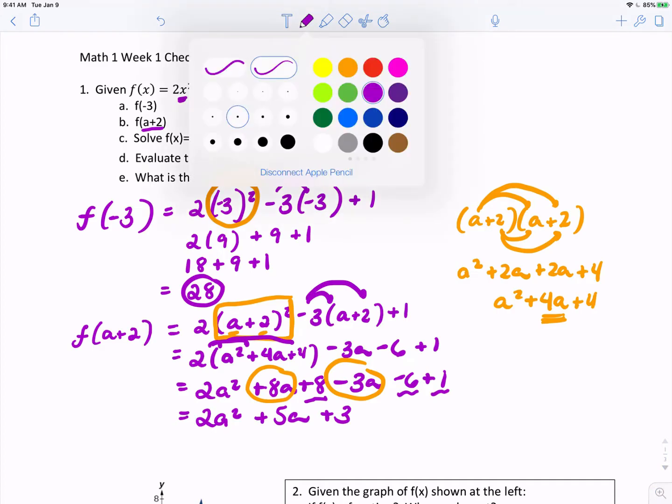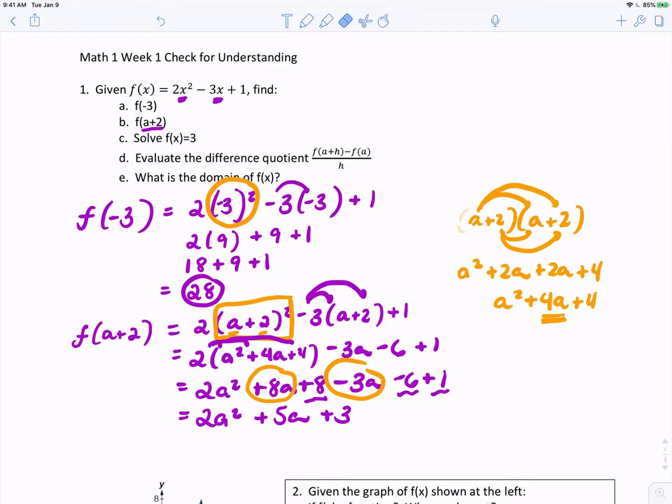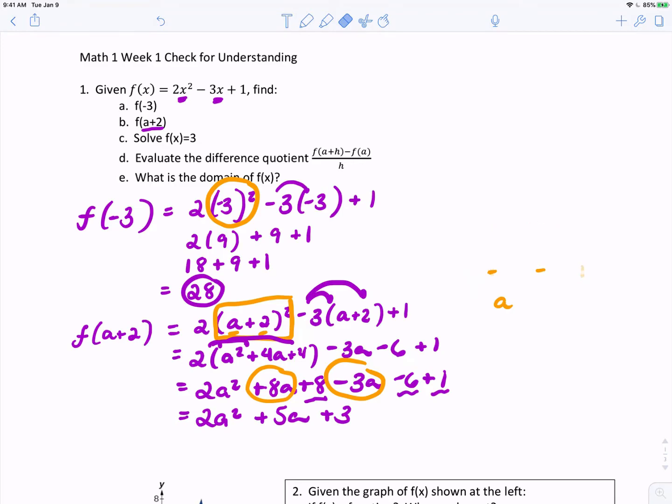Okay, let's get some more room here. And we'll take a look at our third problem. So in our third problem, we're not asked to evaluate something. Instead, we're asked to solve. All right, so let's try C. So for C, it says solve f of x is equal to 3. So we're being told that f of x is equal to 3, and we're being asked to find x.